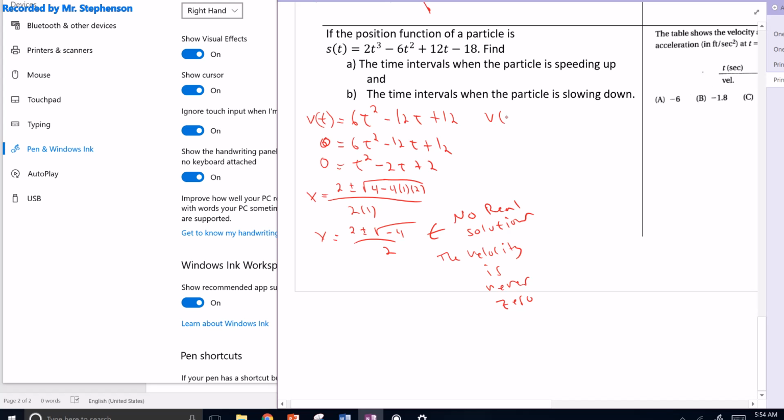So v of 0 is positive. So the particle, so the object, because I only say particle, is always moving forward.